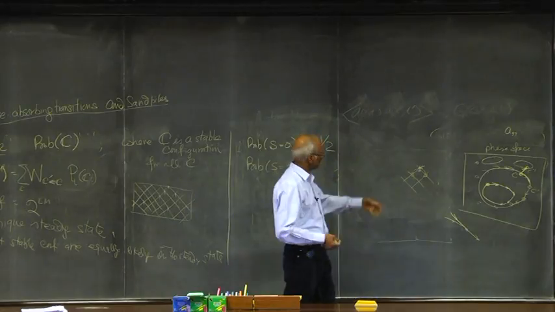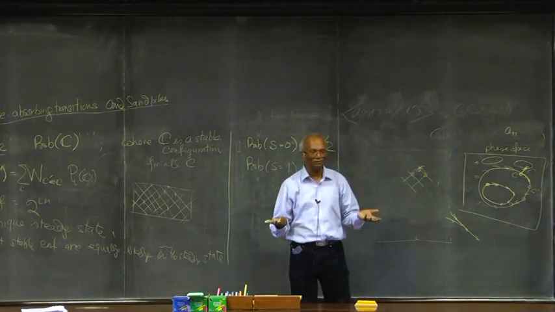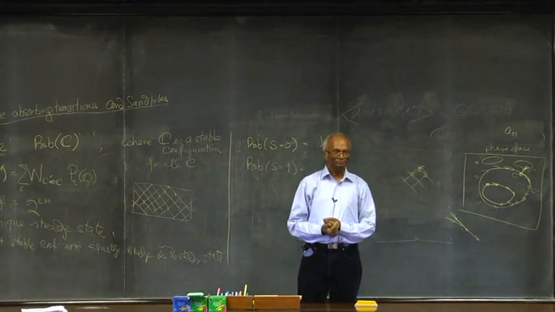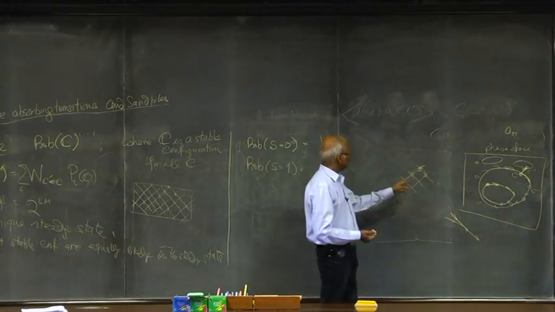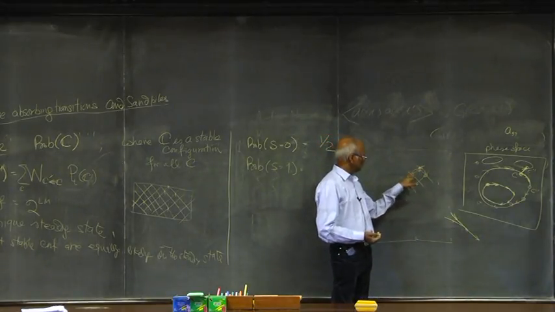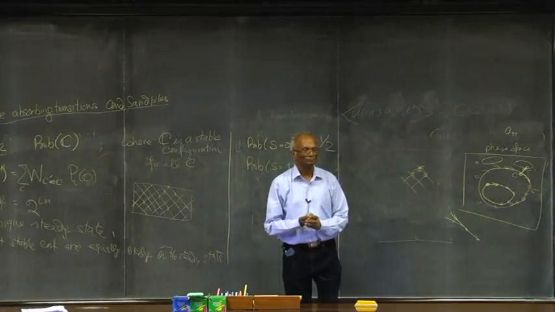So long as that happens, I do not care what happens in the rest of the lattice, there will be only one toppling. So, what is the probability that I will get a 1 and a 0 and a 0? 1 by 8.